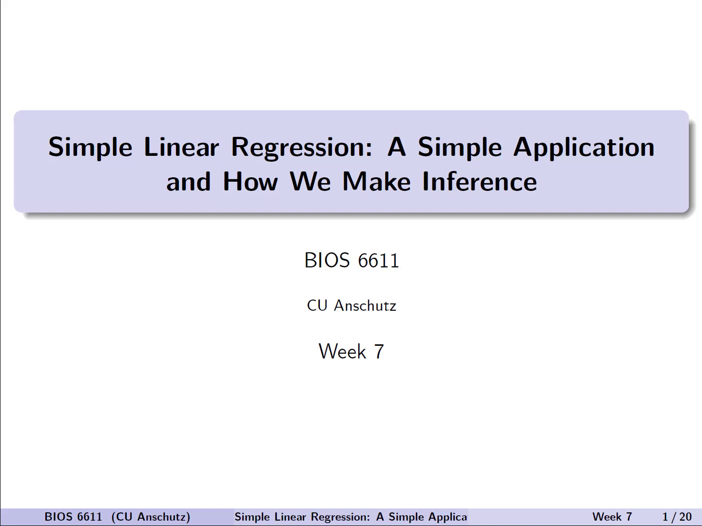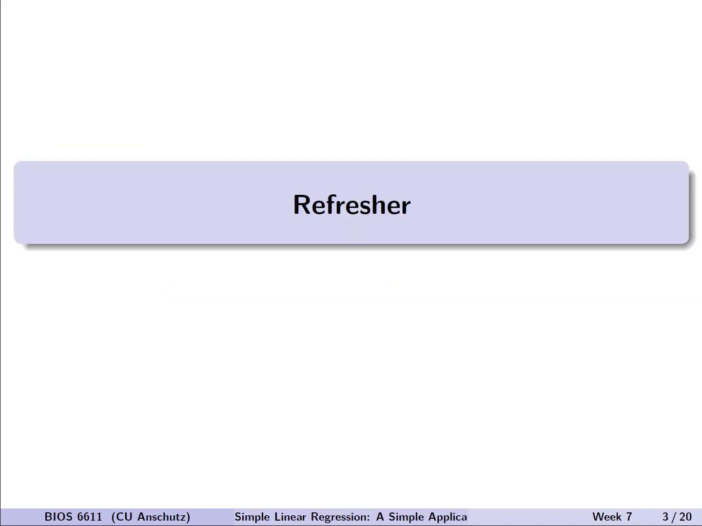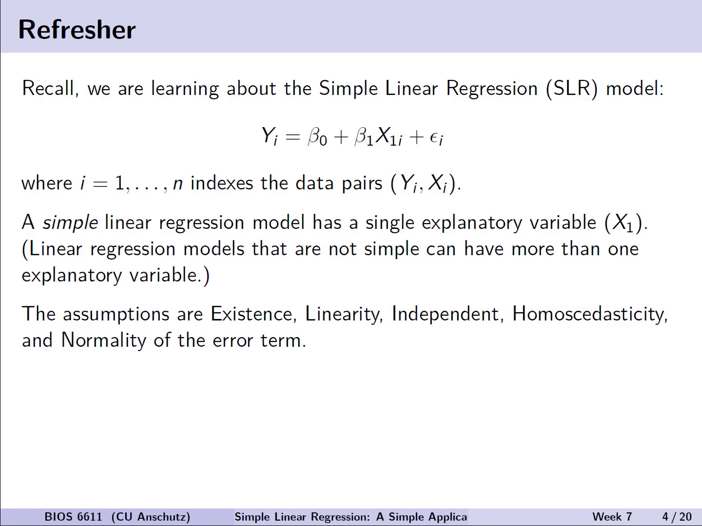Howdy do, Bio 6611. In this lecture, we're going to talk about simple linear regression with a simple application and how we make inference to actually draw statistical conclusions. We'll start with a brief refresher of some of the background of simple linear regression before tackling how we do inference for least squares estimators and test those significant associations. We'll then show an example of regression code in both R and SAS for our FEV dataset, and then walk through some questions we can address with this regression output. So let's start with that refresher.